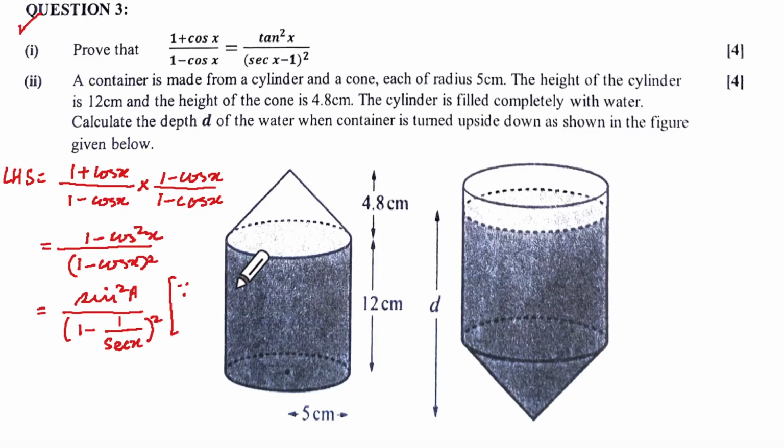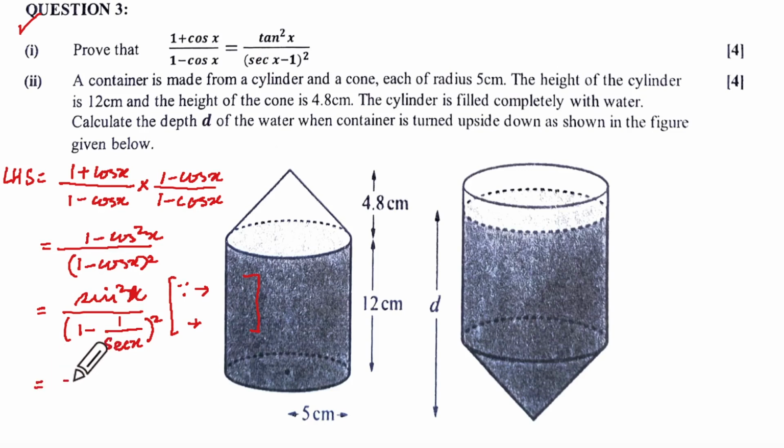1 minus cos square x equal to sin square x, and here one more thing you'll have to write, cos x is equal to 1 upon sec x. Tell me when you finish writing this. I don't have space. You finish writing? Yes, ma'am. Okay.